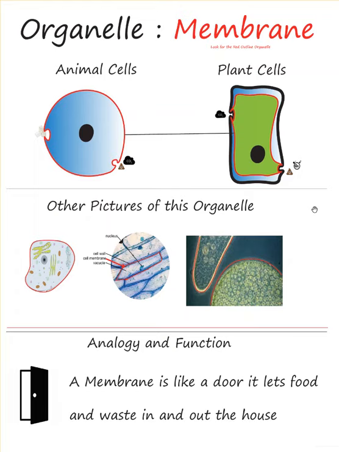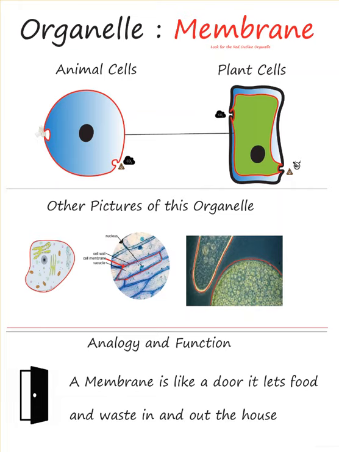All right, let's take a look at some other pictures of what this organelle might look like. You might see it drawn irregular, like this one right here. By the way, what would that be, animal or plant cell? If you said animal, you are correct. A plant cell would look more boxy, like this one right here.